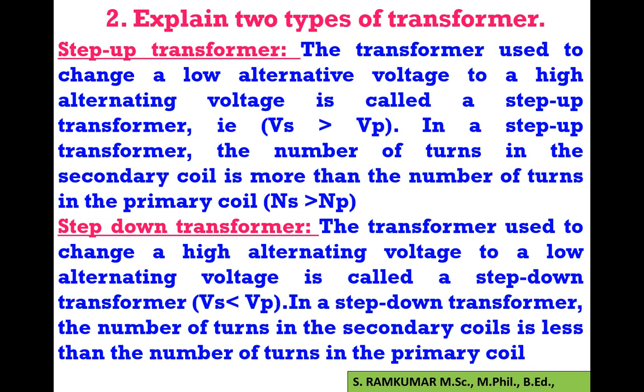Step-down transformer. The transformer used to change a high alternating voltage to a low alternating voltage is called a step-down transformer, that is V of S less than V of P. In a step-down transformer, the number of turns in the secondary coil is less than the number of turns in the primary coil, that is N of S less than N of P.